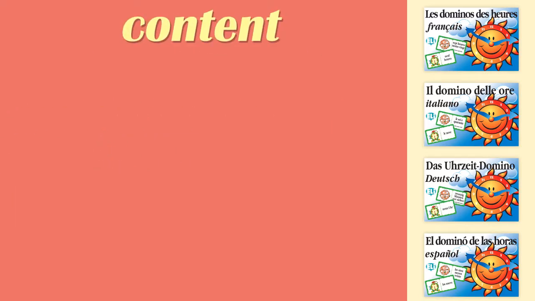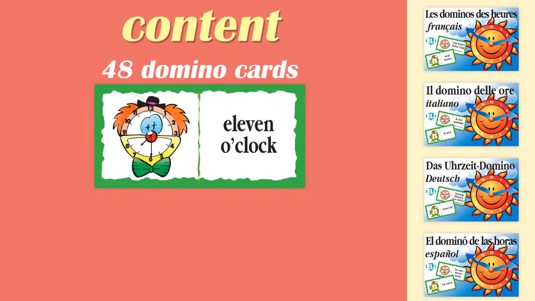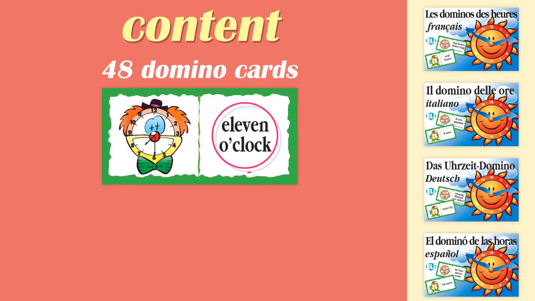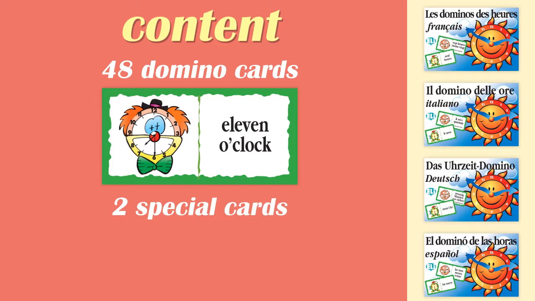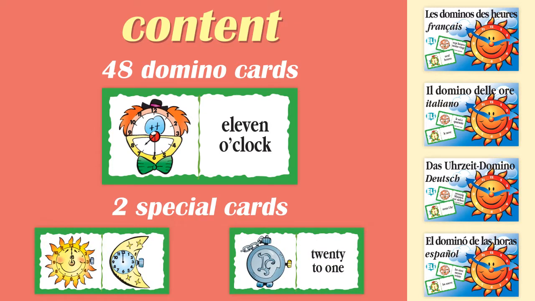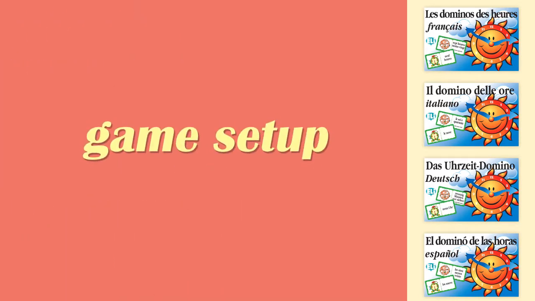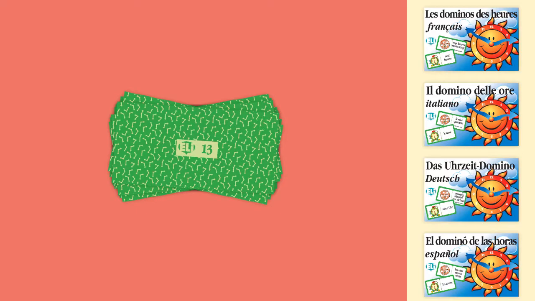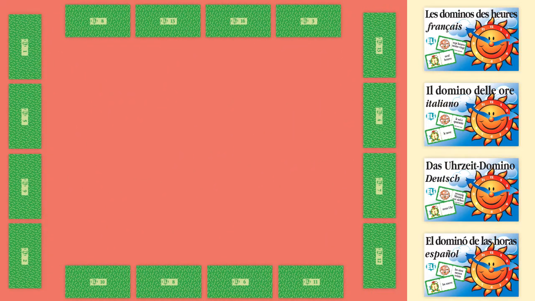The box contains 48 domino cards, each showing a clock face and a written time. There are 2 special cards to start the game and close the domino sequence. Shuffle the cards and deal them out to the players.